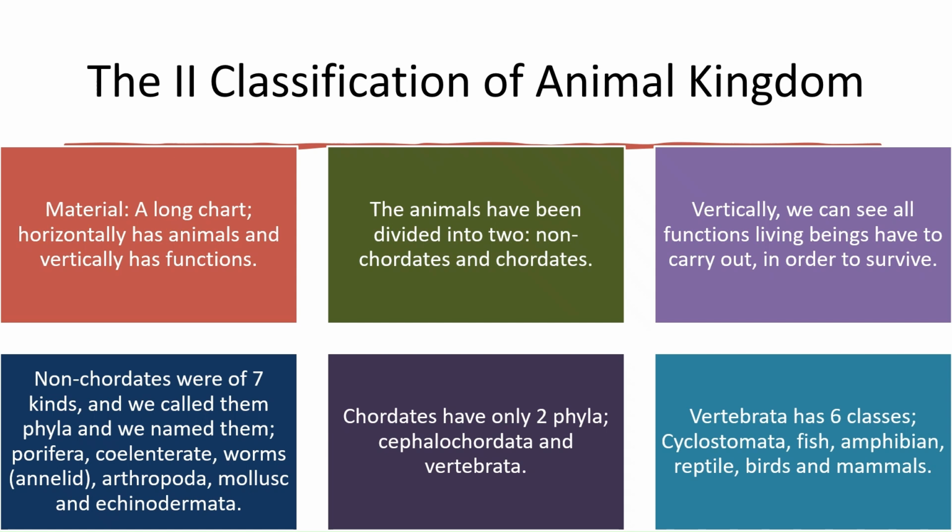Non-chordates were of 7 kinds and we call them phyla, and we named them in the earlier presentations. They were the porifera, coelenterate, worms, that is annelids, arthropoda, mollusca and echinodermata. Chordates have only 2 phyla, that is the cephalochordata and vertebrata. Vertebrata has 6 classes. They are cyclostomata, fish, amphibian, reptile, birds and mammals.